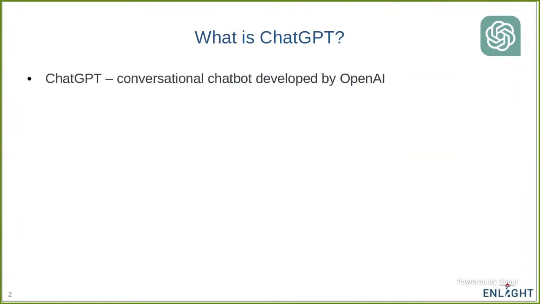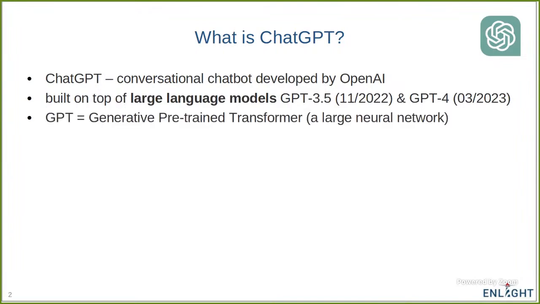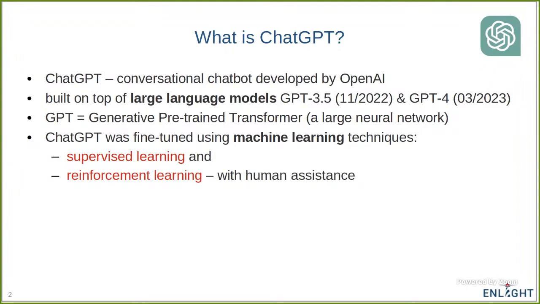So what is ChatGPT? We all know that it's a conversational chatbot developed by OpenAI, and it has been built on so-called large language models like GPT 3.5 and GPT 4. These GPTs are basically generative pre-trained transformers, in other words, large neural networks that can be used for various tasks. For the purpose of conversations, ChatGPT was trained or fine-tuned using advanced machine learning techniques, such as supervised learning, in order to learn the structure of language in a statistical sense, and also reinforcement learning methods that take advantage of human assistance in order to improve the performance of the generated text.